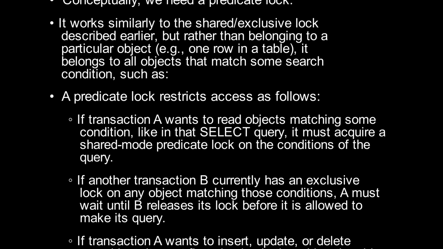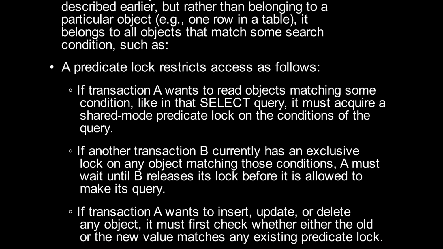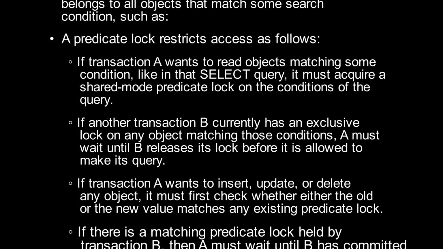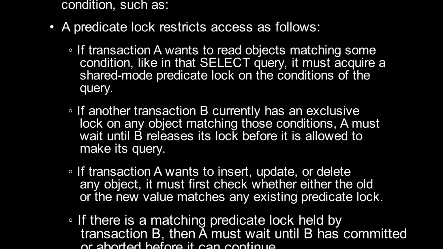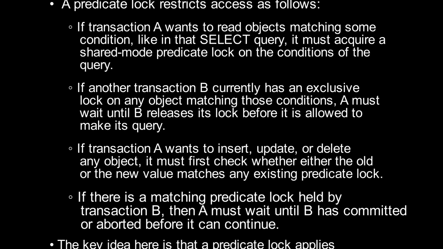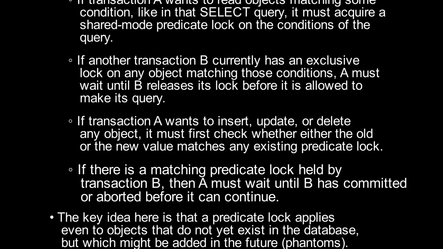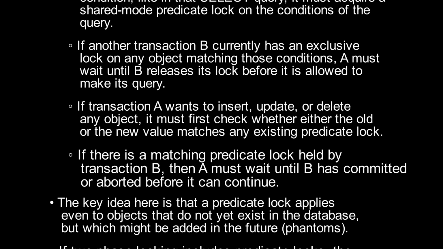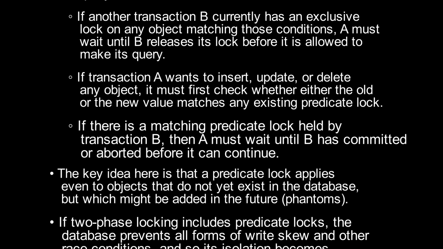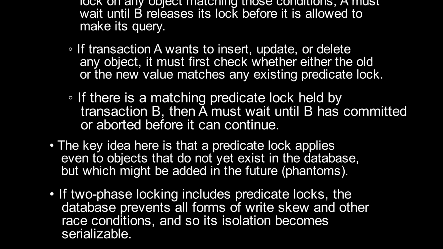If another transaction B currently has an exclusive lock on any object matching those conditions, A must wait until B releases its lock before it is allowed to make its query. If transaction A wants to insert, update, or delete any object, it must first check whether either the old or the new value matches any existing predicate lock. If there is a matching predicate lock held by transaction B, then A must wait until B has committed or aborted before it can continue. The key idea here is that a predicate lock applies even to objects that do not yet exist in the database, but which might be added in the future: phantoms.